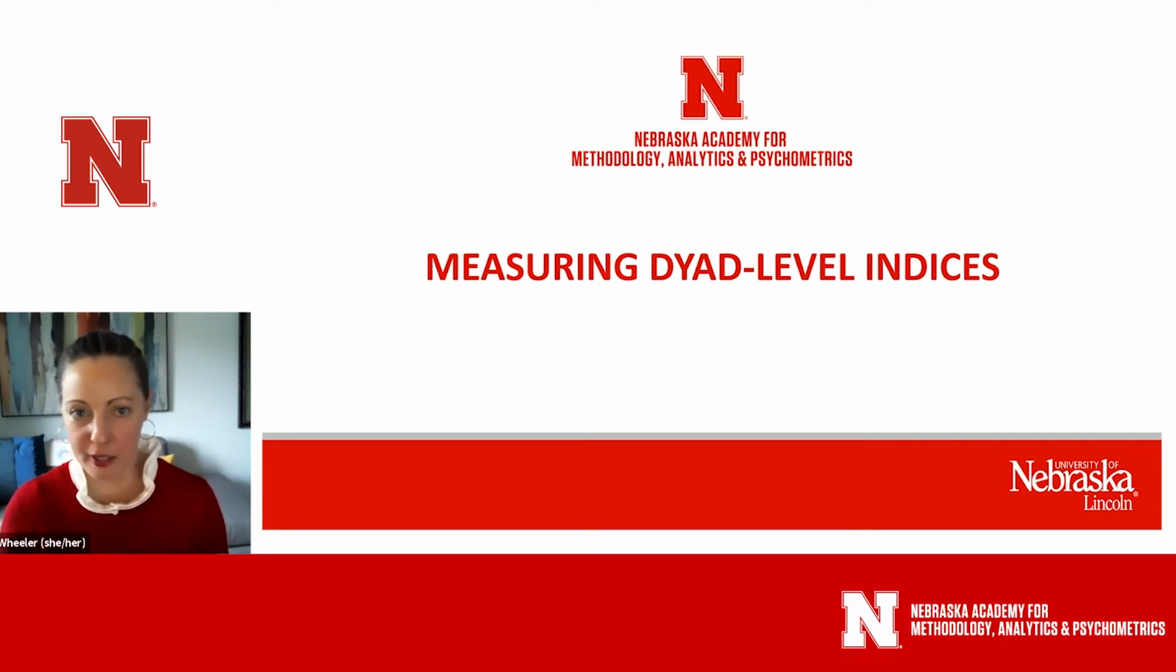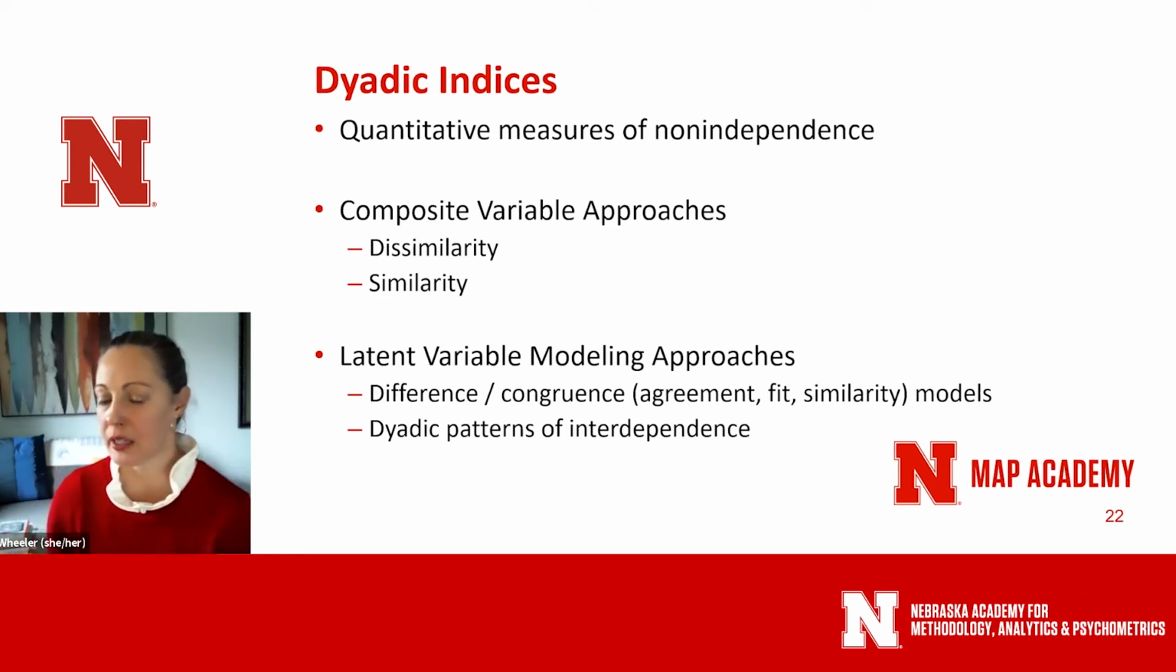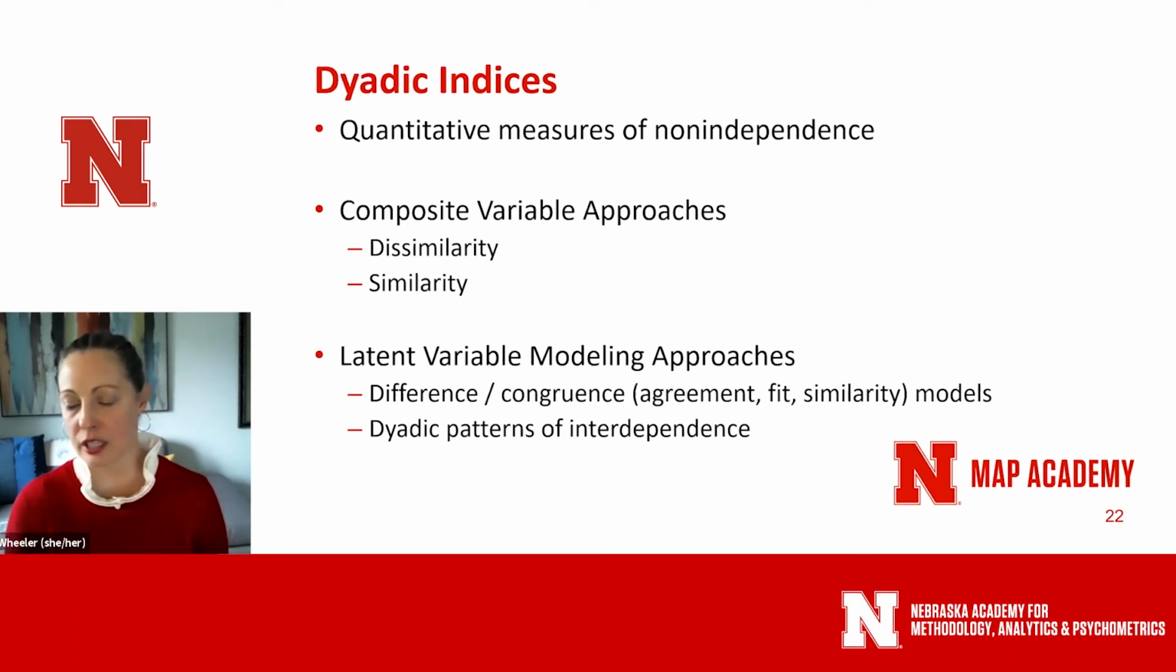Okay, so that got our foundations out of the way. Now that we're on the same page with these, let's dig into how to measure dyad level indices. The primary goal of dyadic indices is to provide a way to quantitatively measure non-independence within the dyad unit and to use that resulting number or quantity of non-independence to inform our understanding of relational phenomena, right? So this could include what this non-independence in the dyad might relate to.